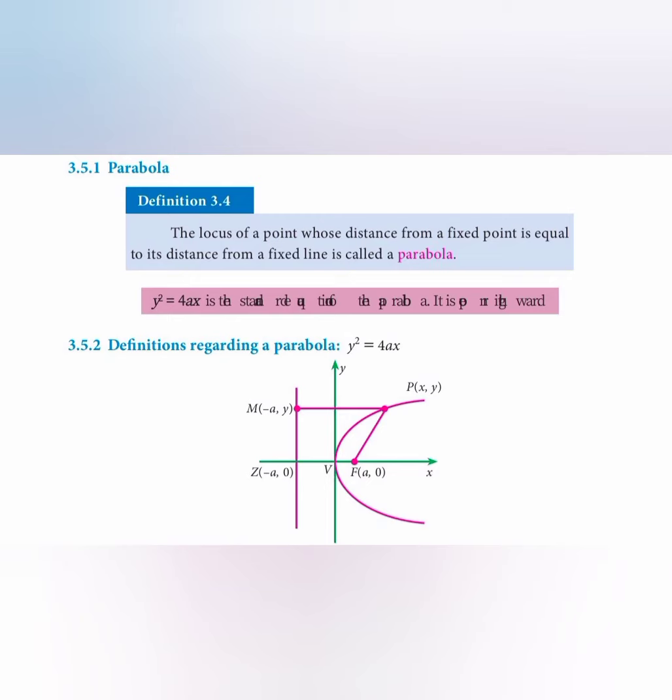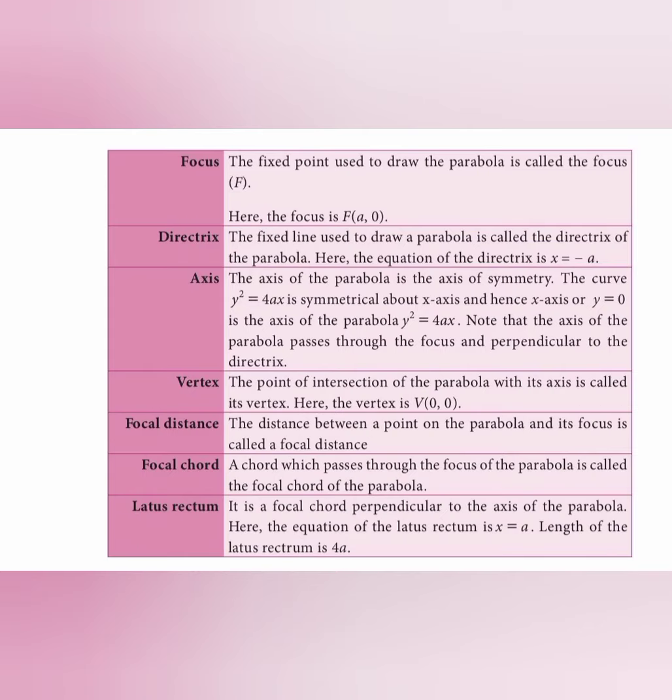And we have the types of parabola. The locus of a point whose distance from a fixed point is equal to its distance from the fixed line is called a parabola. The general equation of parabola is y square is equal to 4ax. That is how we call the general standard form of a parabola, y square is equal to 4ax. We have many definitions involved in this parabola: focus, directrix, axis, vertex, focal distance, focal chord, and length of lateral rectum. All these things you can just go through, it will be very simple.